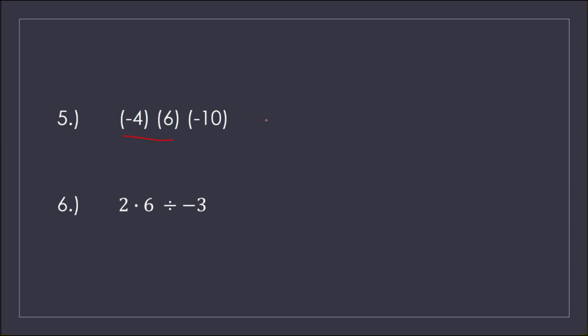So I'll start by multiplying negative 4 times 6. These have different signs, so we multiply them normally. 4 times 6 is 24, but their signs are different, so the answer is negative 24. And then we copy the negative 10, which is the one that we did not touch yet.